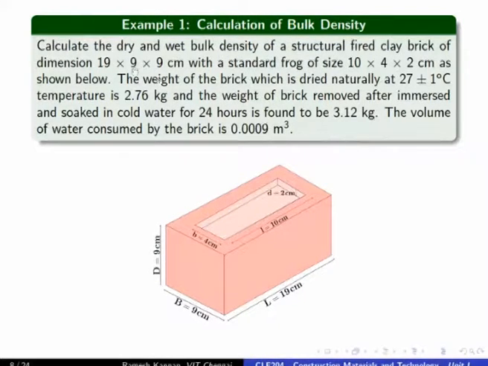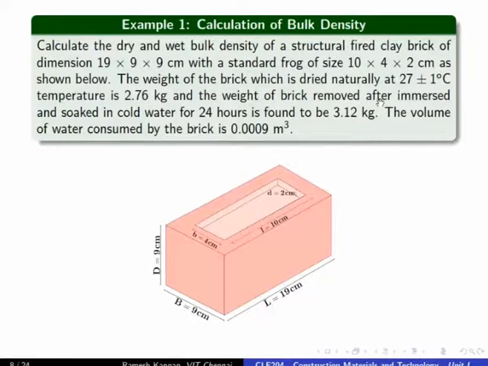And take down this problem. As I read, take down this problem. Calculate the dry and bulk density of the structural fire clay bricks of standard dimension, which is 19 by 9 by 9 centimeters, with the standard frog size of 10 by 4 by 2 centimeters, as shown below. The weight of the brick, which is dried naturally at 27 plus or minus 1 degree Celsius temperature, which is standard room temperature, is 2.76 kilogram.